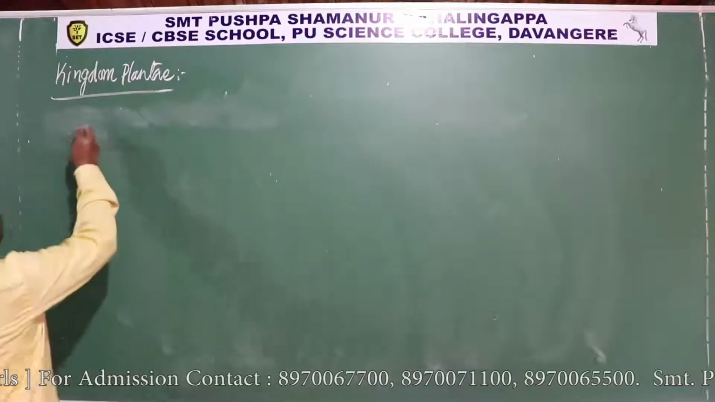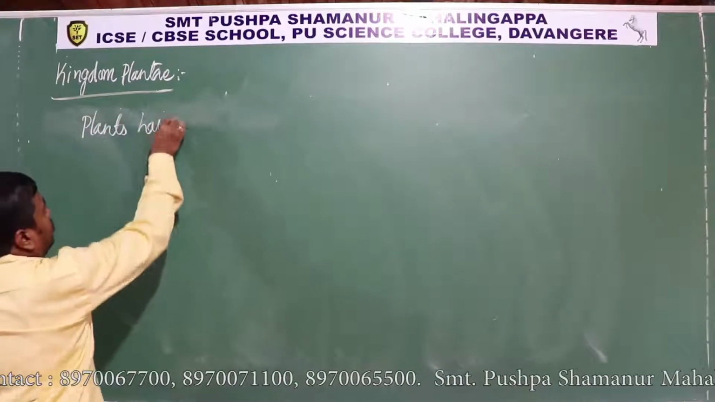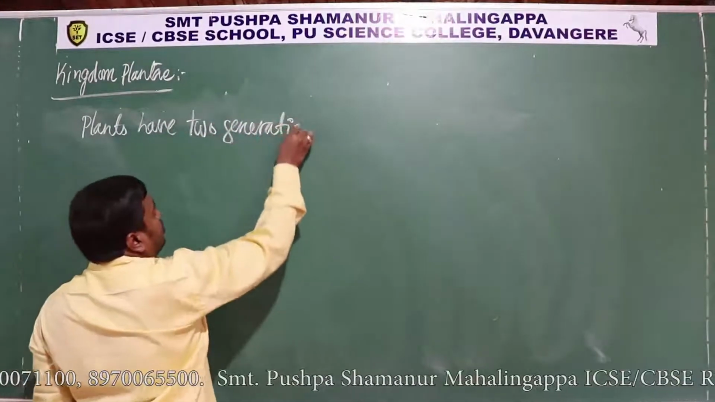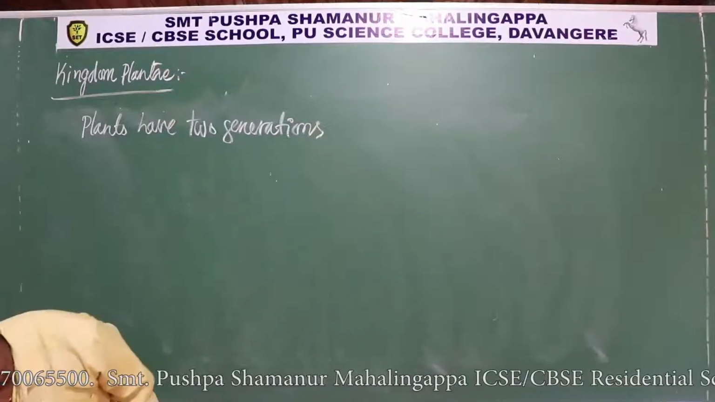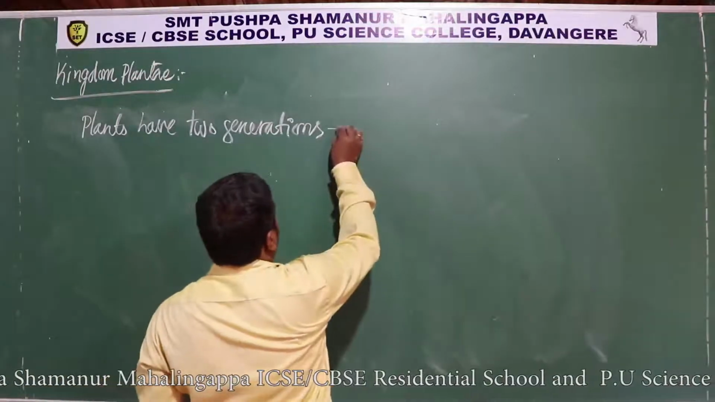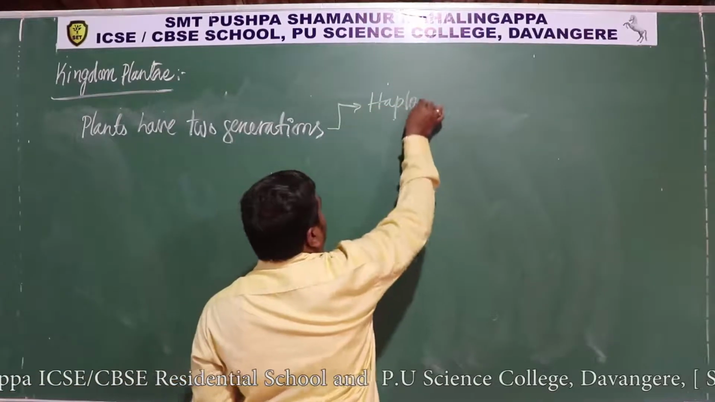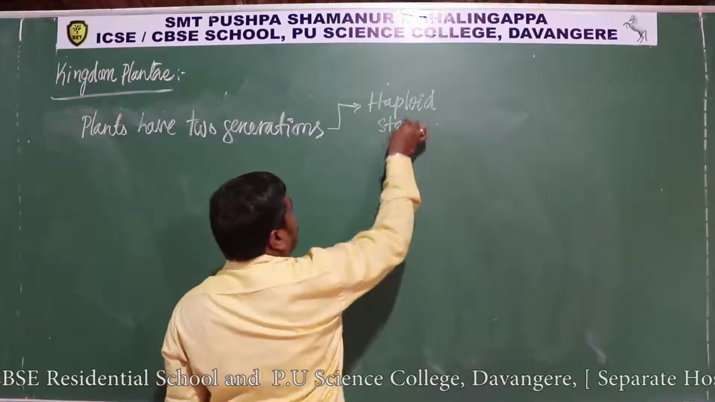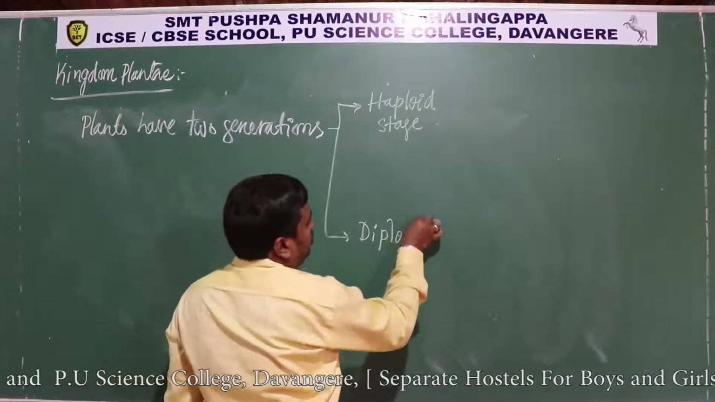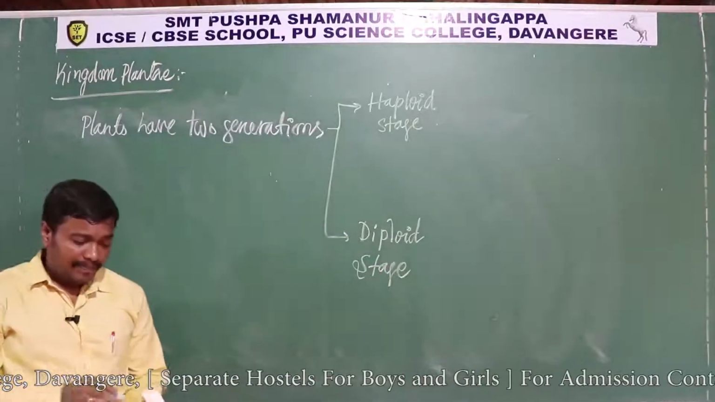Okay. And one more important character of the kingdom Plantae: they have two generations. Plants have two generations. So there will be two generations in this, with respect to their ploidy and structure. One has a haploid stage, and the second has a diploid stage. Okay, so there is a haploid stage and a diploid stage.